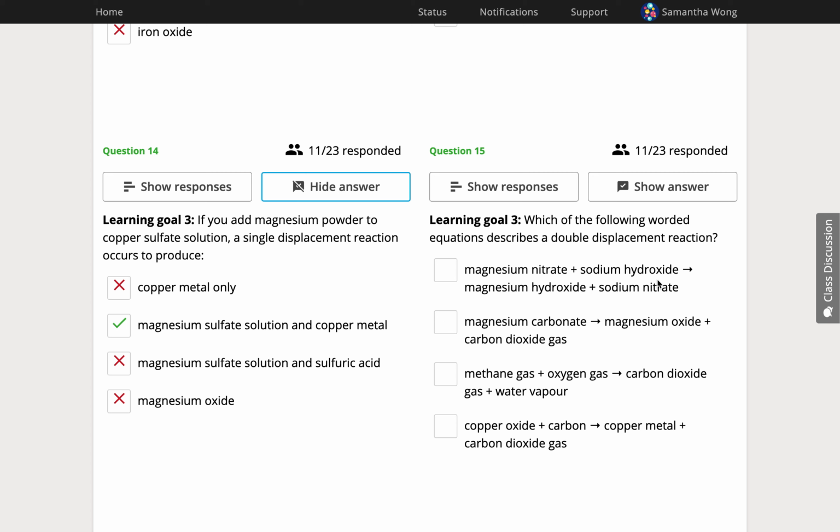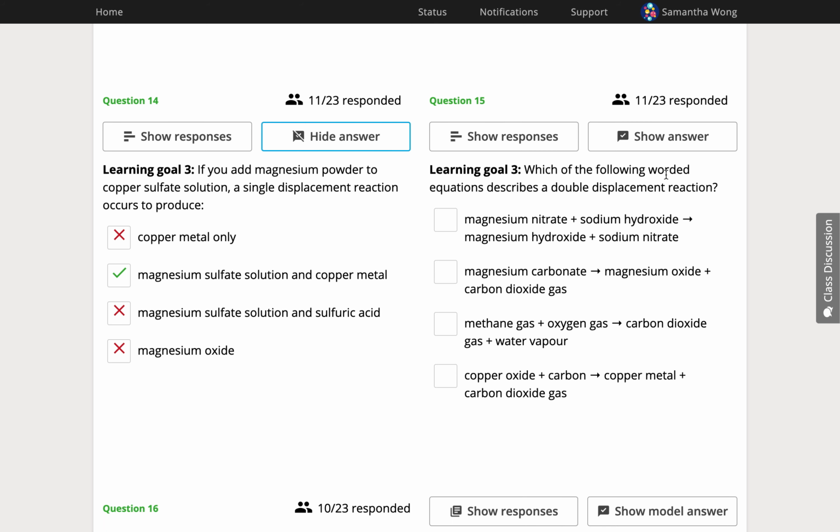Question 15. Which of the following worded equations describes a double displacement reaction? Now, remember, double displacement, keep the first half of the name, swap the second half over. Now, let's look at this first one. Magnesium nitrate plus sodium hydroxide. Keep the first half, swap the seconds. So magnesium becomes magnesium hydroxide. Yep, that looks good so far. Then we've got sodium nitrate. So this is a viable option. So let's hang on to that for now.